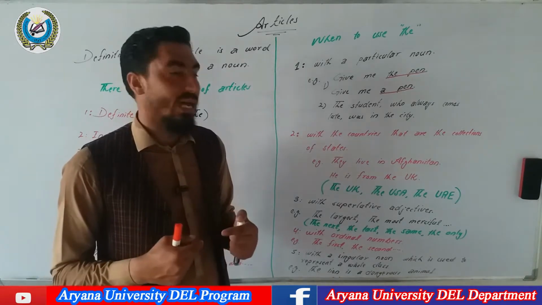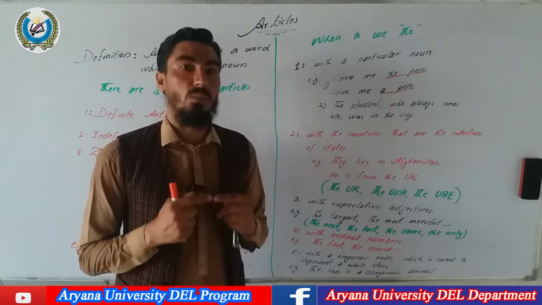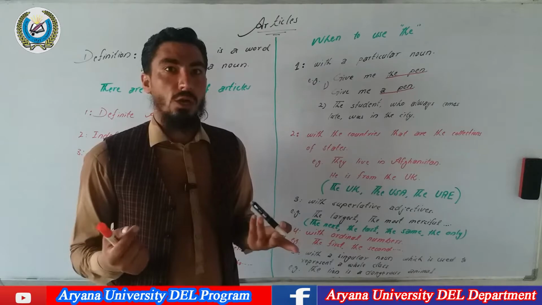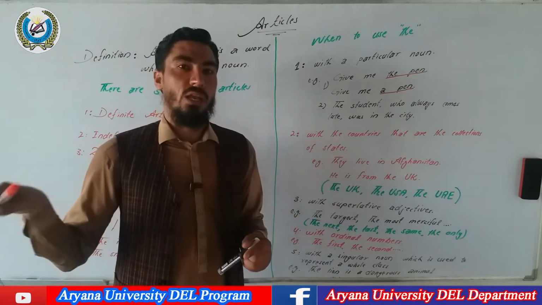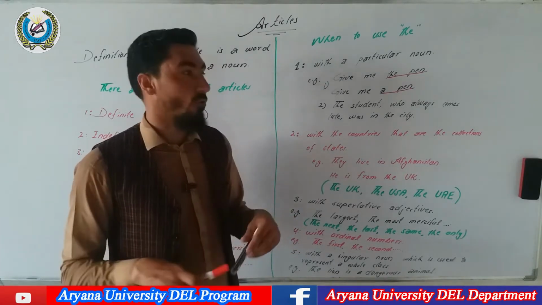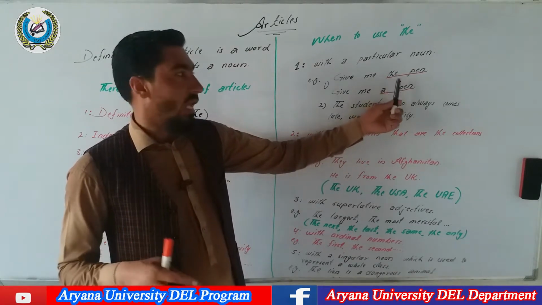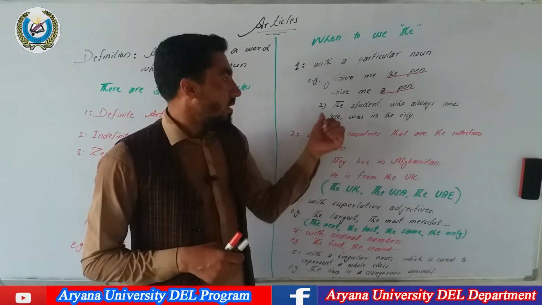Or if I say in the class give me a pen, here the pen is not particular. Every pen is acceptable because it is not certain, it is not known. A pen refers to every pen individually. So that is the difference. The pen and a pen. The pen which is specific, which is known, and a pen which is not known.